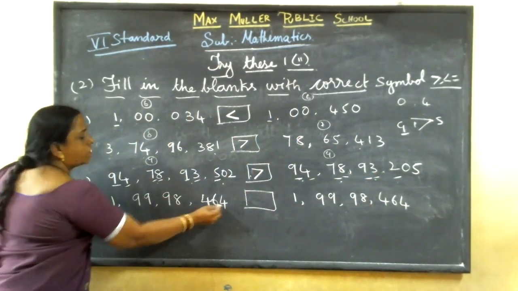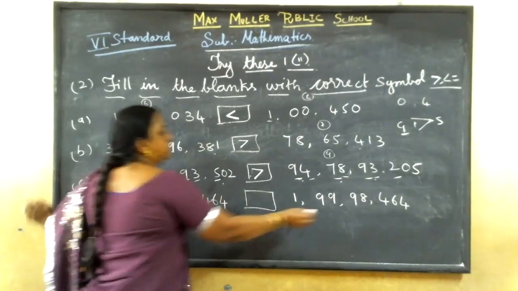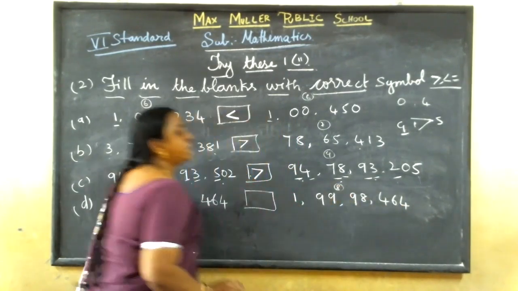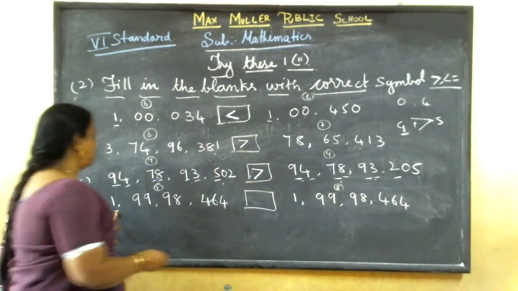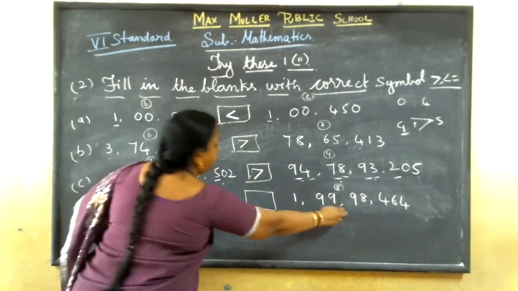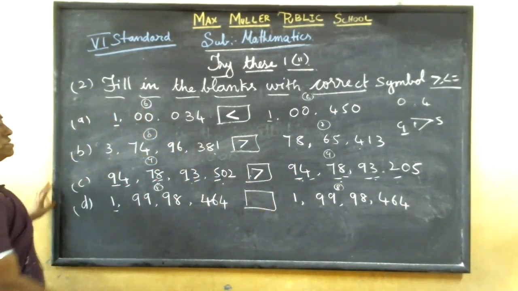So here 1, 2, 3, 4, 5, 6, 7, 8 digit. This side also 1, 2, 3, 4, 5, 6, 7, 8 digit. So both the sides 8 digit. So now you compare highest. Highest is what? Here 1, here also 1. 99, 99. 98, 98. 464, 464. So all the digits are equal.